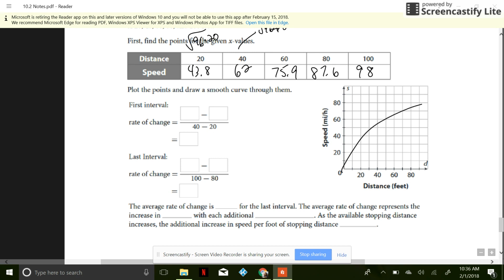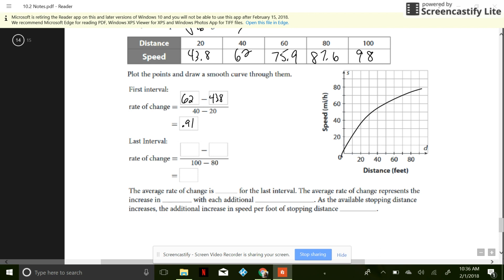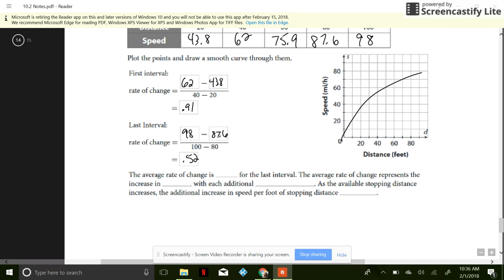But looking here, we're going to analyze the rates of change, or the slopes. We take the first interval, so the y values will be 62 minus 43.8 over 40 minus 20, which gets us a slope of 0.91. And then looking at the last interval, we get 98 minus 87.6 over 100 minus 80, which is about 0.52. So the average rate of change is less for the last interval.